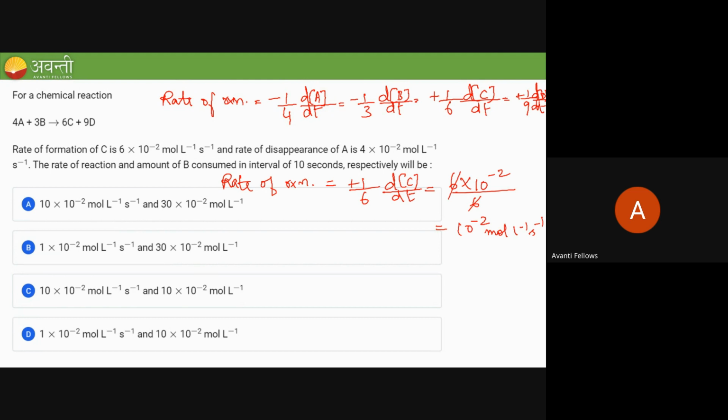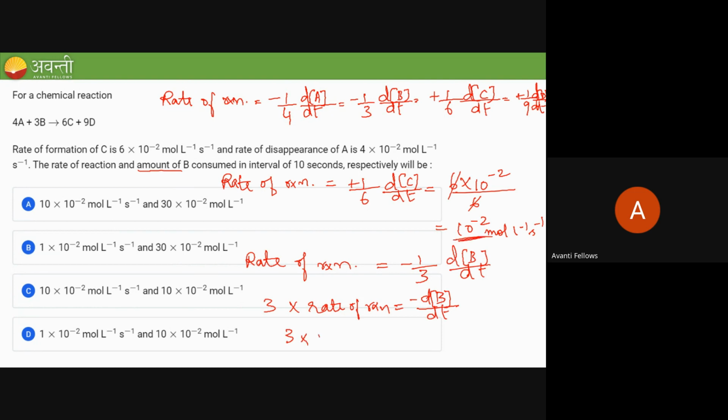Now next we have to find out the amount of B consumed. The rate of the reaction with respect to B is equal to minus 1 by 3 dB by dt. So what is dB by dt? Minus dB by dt is equal to 3 into the rate of the reaction. The rate of the reaction was found to be 10 power minus 2, so 3 into 10 power minus 2 is equal to minus dB by dt.